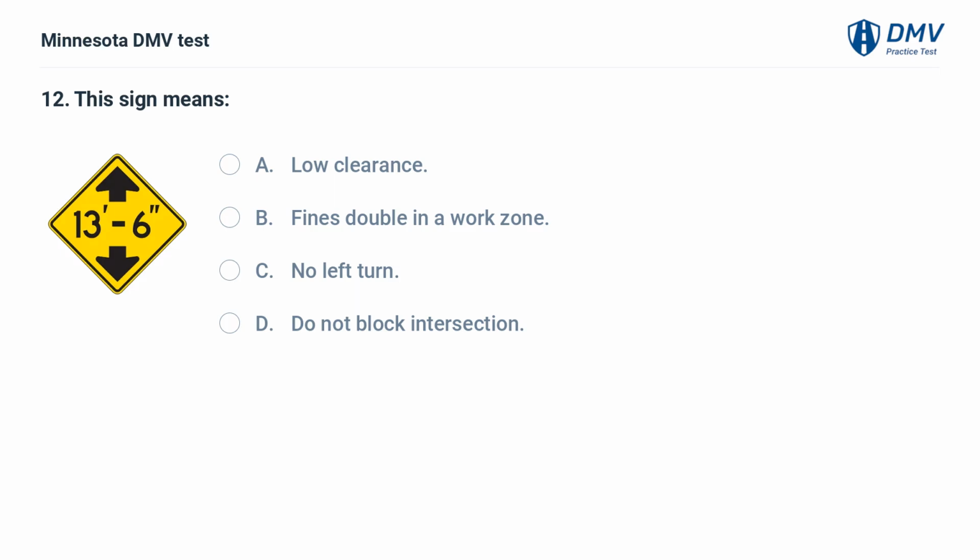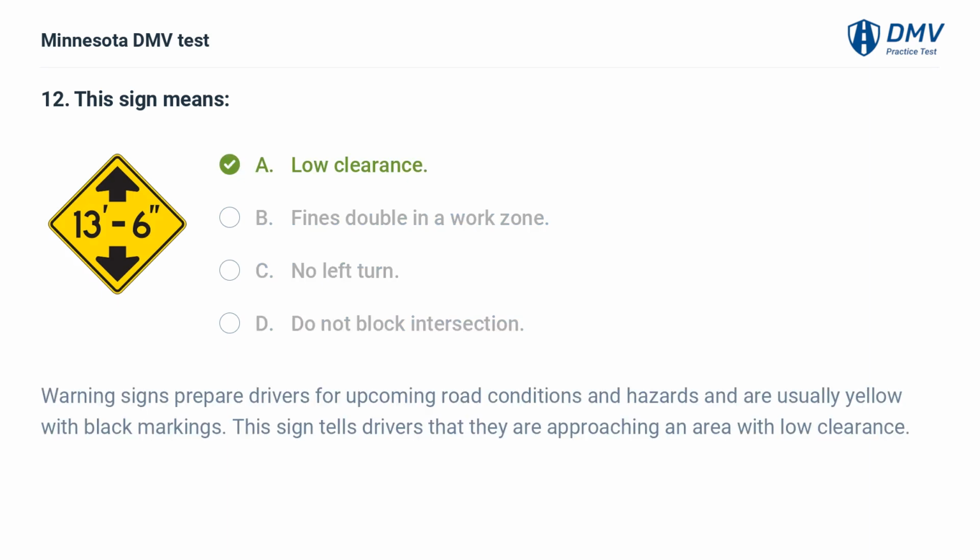This sign means A. Low clearance. B. Fines double in a work zone. C. No left turn. D. Do not block intersection. A. Low clearance. Warning signs prepare drivers for upcoming road conditions and hazards and are usually yellow with black markings. This sign tells drivers that they are approaching an area with low clearance.